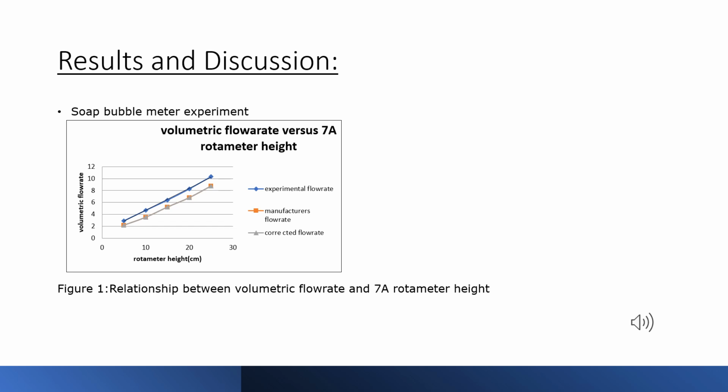The manufacturer's curve and the corrected manufacturer's curve also coincide, and the experimental flow rate is similar to the theoretical data. As the flow rate increases, the soap bubble meter has a greater percentage error. Therefore, soap bubble meters are better suited to measure low flow rates to ensure accuracy and precision.